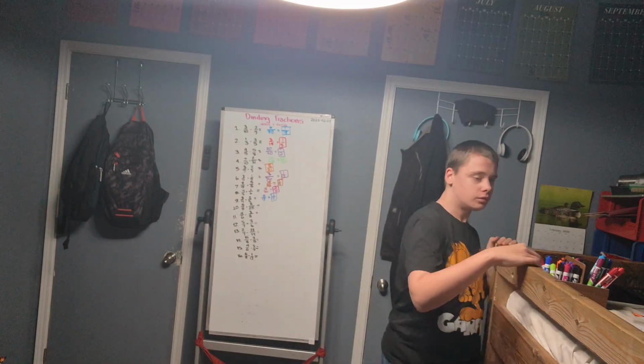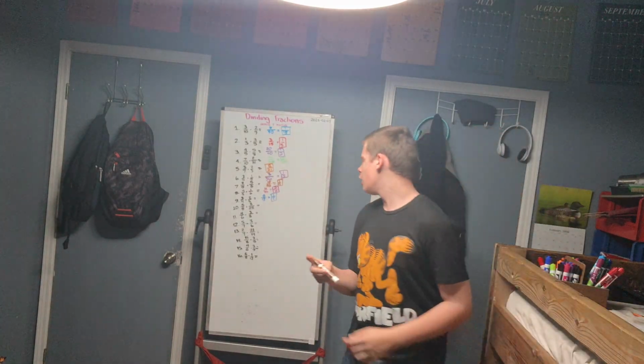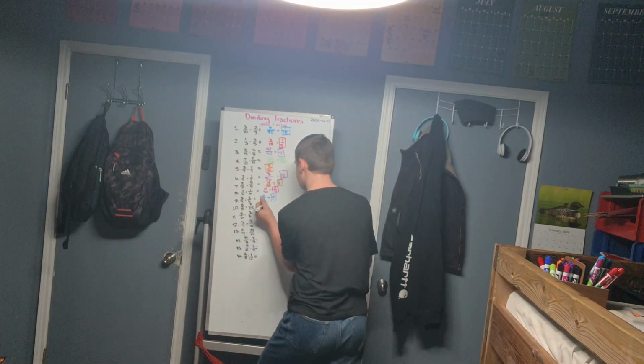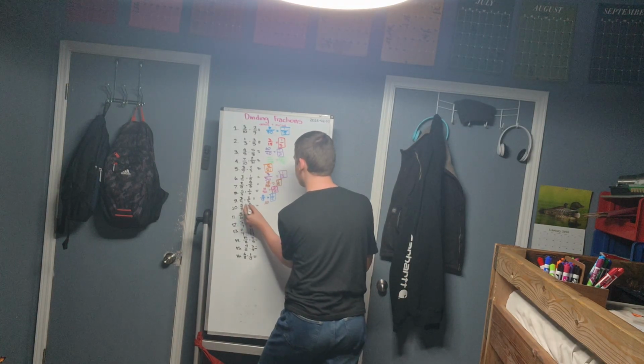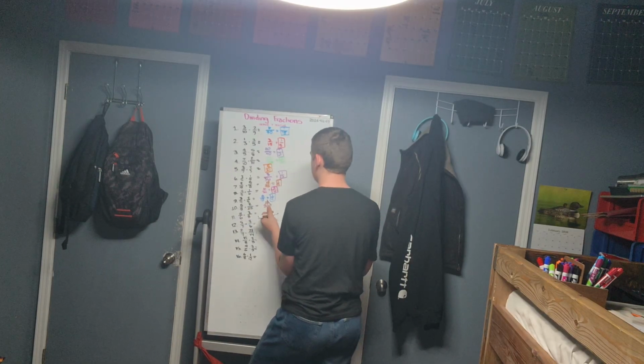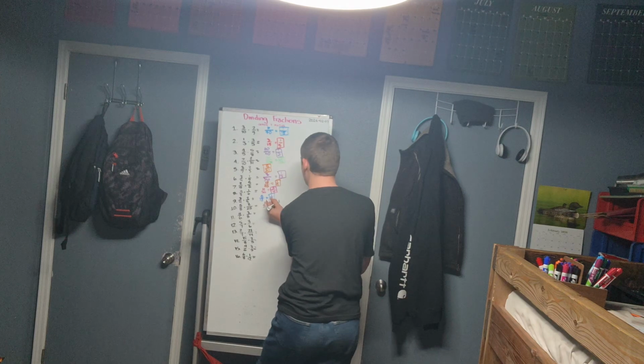Number 10 is, so 5 times 2 is 10 over 8 times 25 is 200. And now it would be 1 over 20.